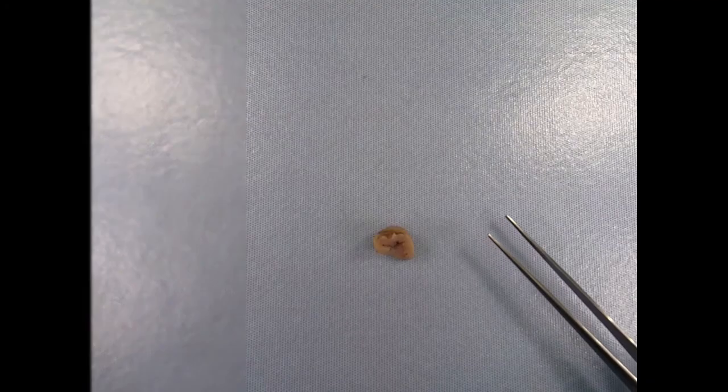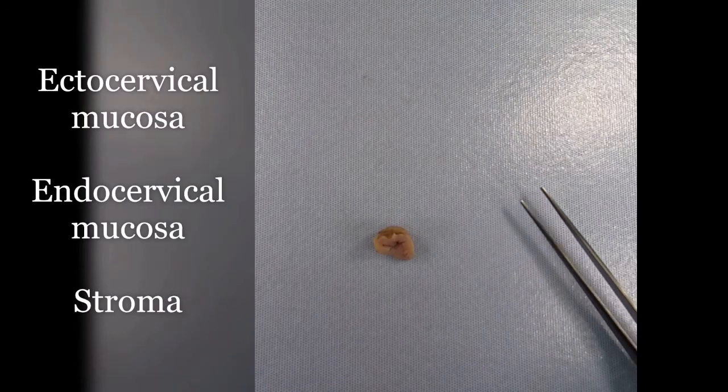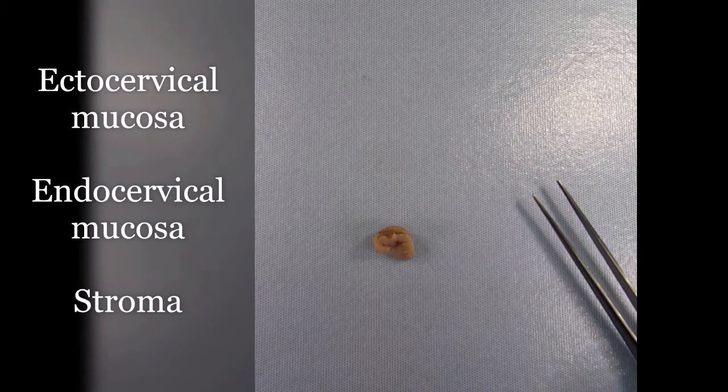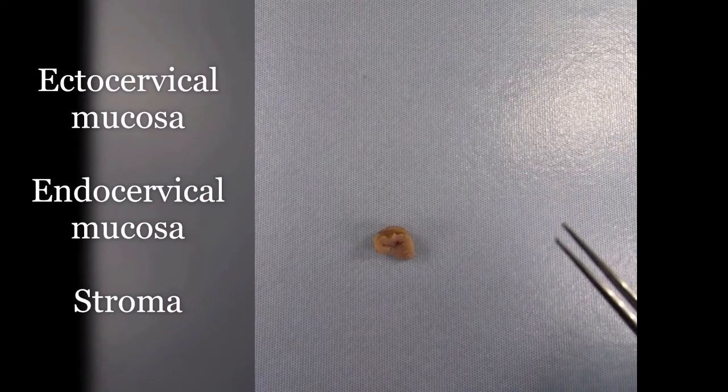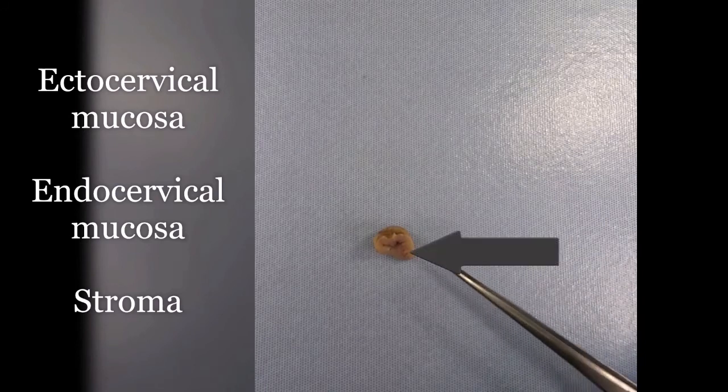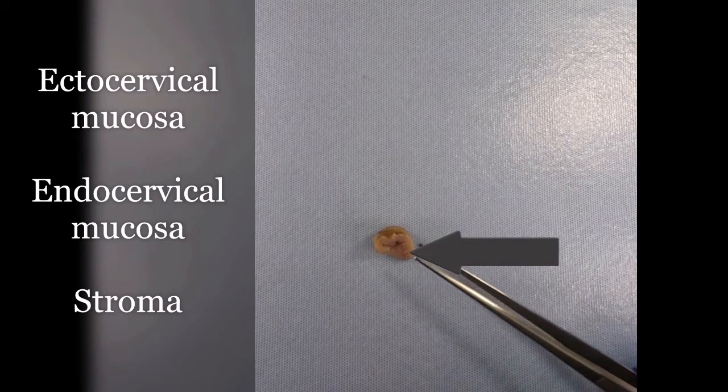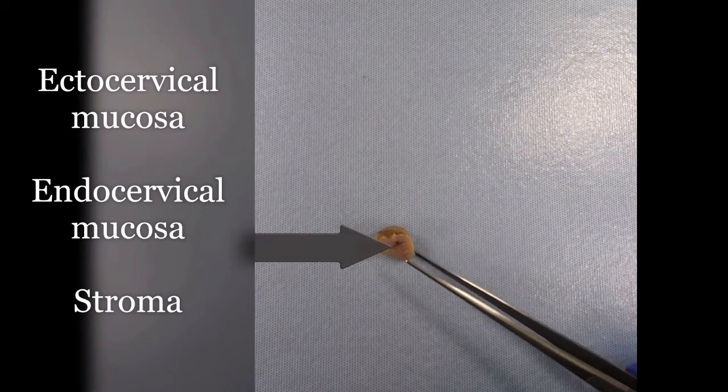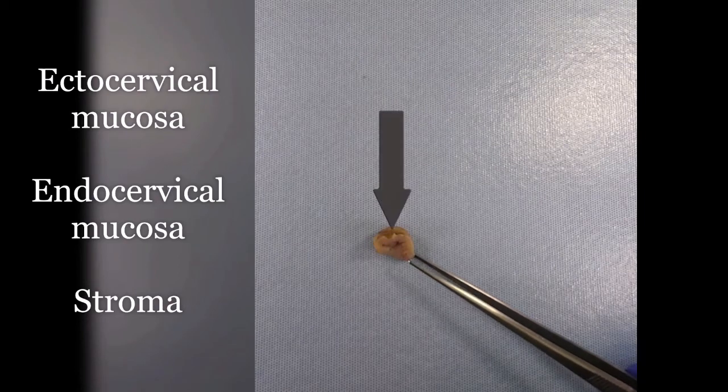External examination. LLETZ specimens will be made up of 3 components: ectocervical mucosa, endocervical mucosa, and stroma. Normal ectocervical mucosa will be smooth, glistening, and white. Endocervical mucosa may be smooth, pink, tan, or white. Normal stroma will be roughened, dull, and may be cauterized.